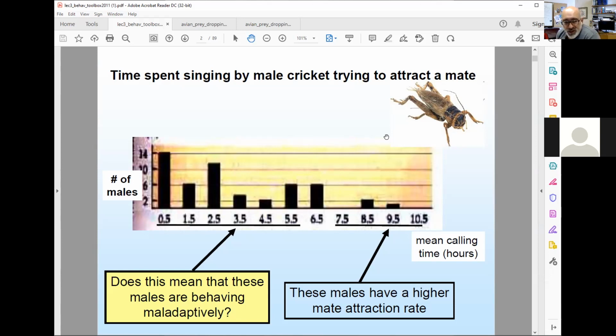And yet, you see here, we have a whole bunch of males that are calling for a relatively shorter period of time. And you can ask yourself, are these males therefore behaving maladaptively? If females prefer males that call for longer periods of time, why do some males only call for a shorter period of time? We're going to ask questions about cost-benefit analysis and so on that will help us understand why that happens.